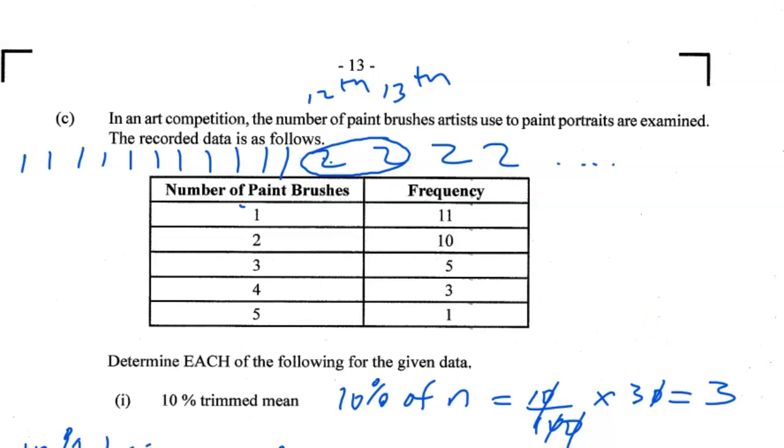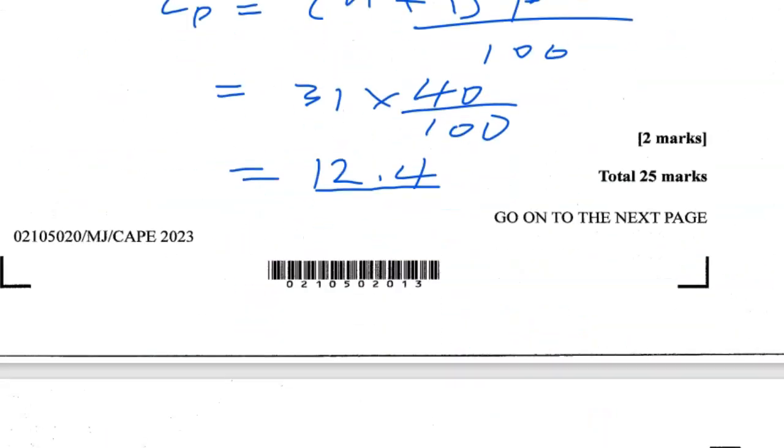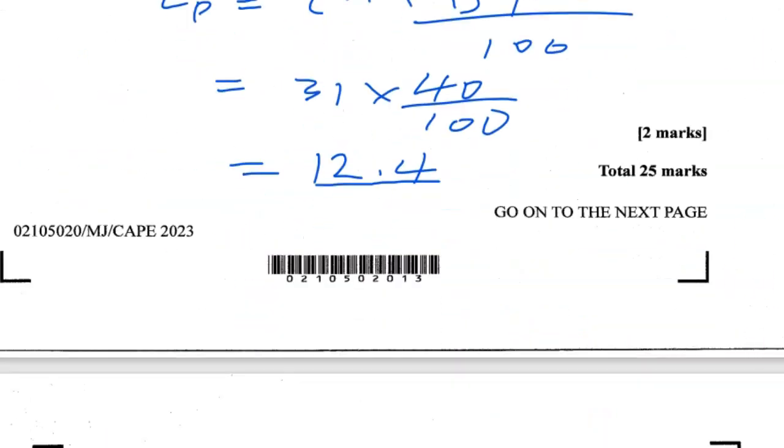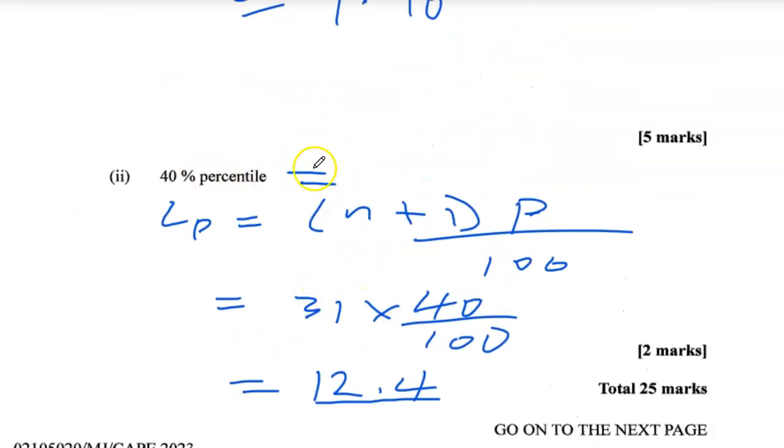So the 40th percentile would be 2 paint brushes. So therefore the 40th percentile is 2 paint brushes.